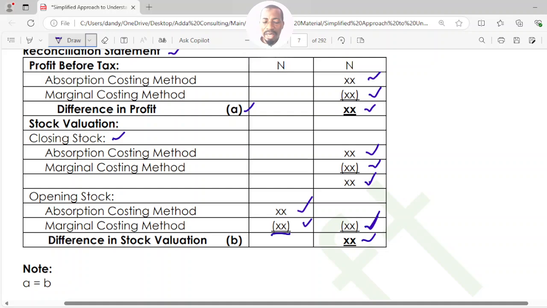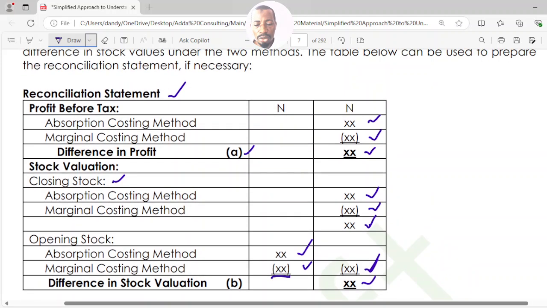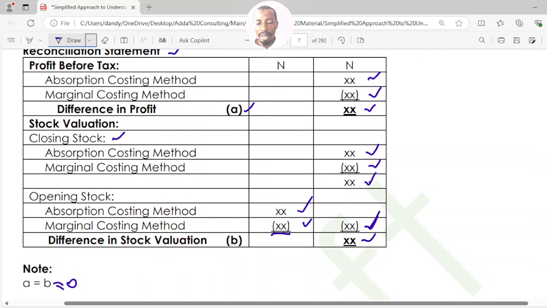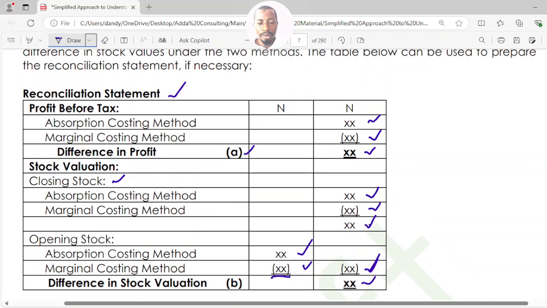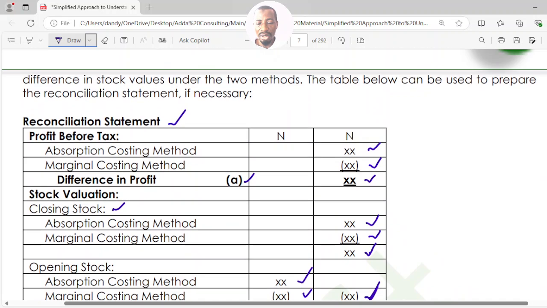So at all times, A must be equal to B. And if A is equal to B, the difference will be equal to 0. That means that I have reconciled the two methods. So this is the way to prepare your reconciliation statement.